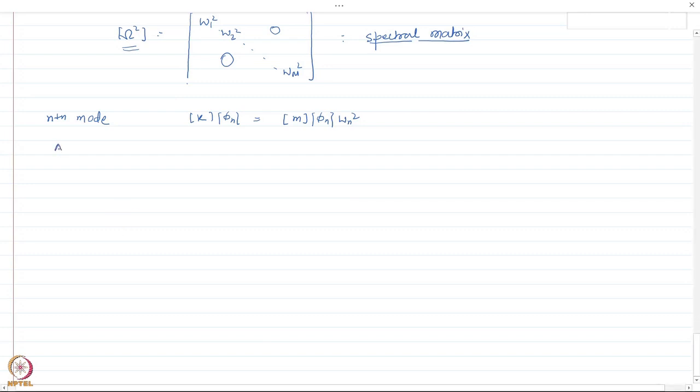So I can write for all modes: matrix K times not the mode shape phi n, but the modal matrix phi, is equal to the mass matrix times the modal matrix times the spectral matrix. This basically represents the same thing. If you expand it, it would have n such characteristic equations for an n degree of freedom system. So this is just a compact way of writing all the characteristic equations, or the eigenvalue problem, for all the modes of a multi-degree of freedom system.